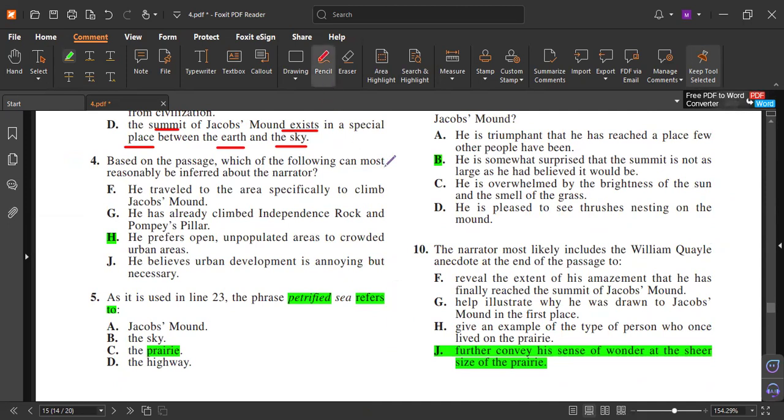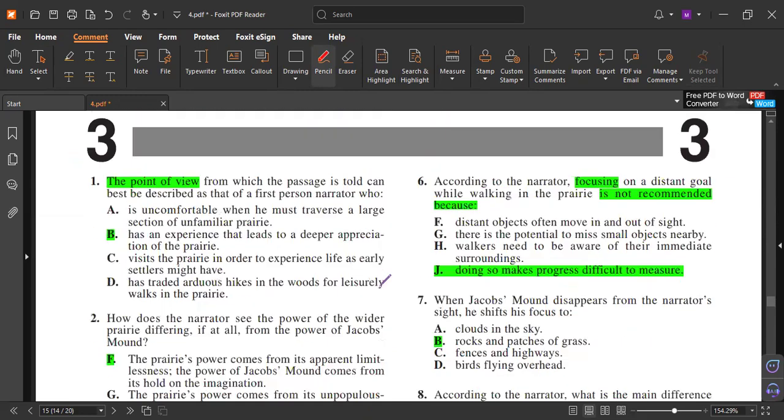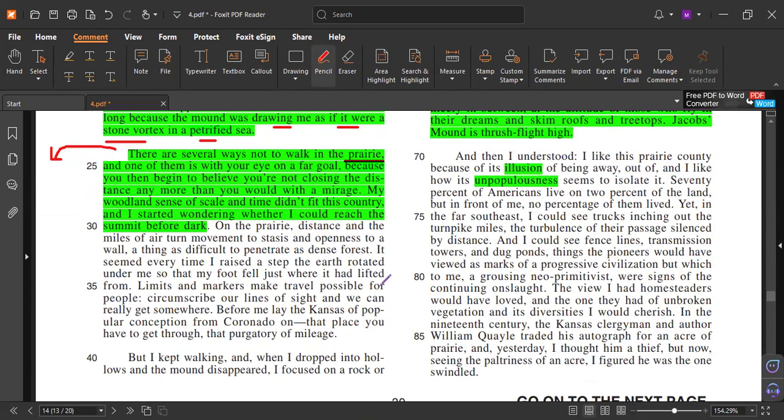Let's prove it. The narrative likely includes the William Whaley anecdote. So why did he have an anecdote at the end of the last passage? To do something. Let's find these ideas in the last paragraph. Let's revise. He said, and then I understood. It's at the end of the paragraph.